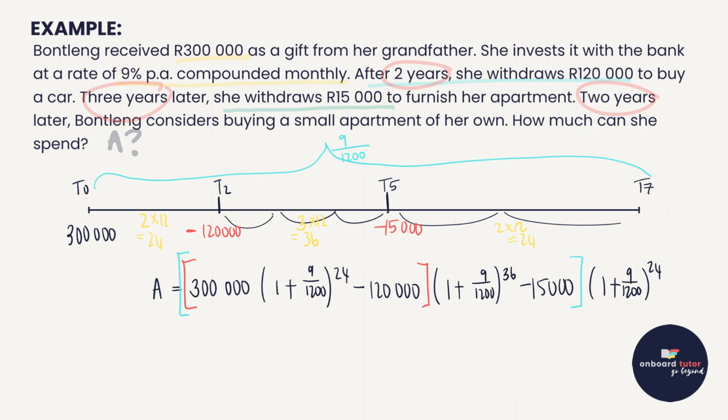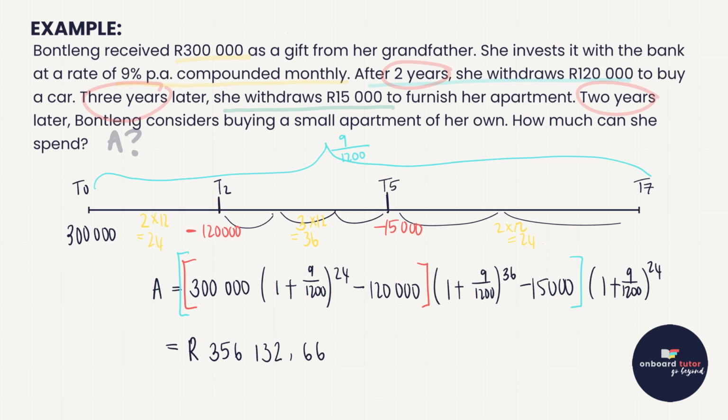Okay, and then carefully type that into your calculator and check, are you getting the same answer as what I am getting? So if Bontling does all of this that she's planning to do, at the end of 7 years, she'll have 356,132 Rand and 66 cents to be able to buy an apartment. Realistically, she'd probably just be putting down a deposit, depending on which area she's planning to move to.